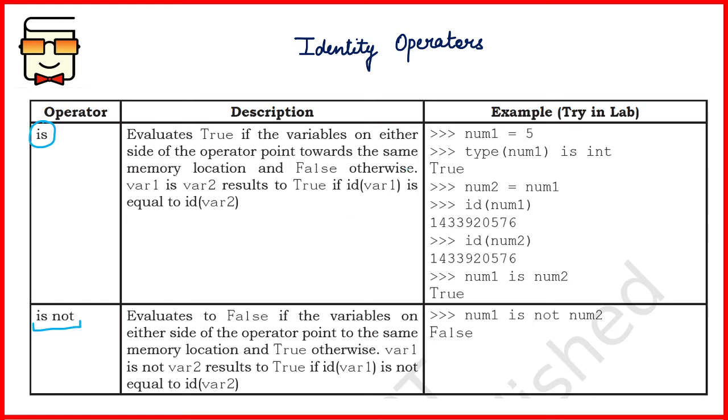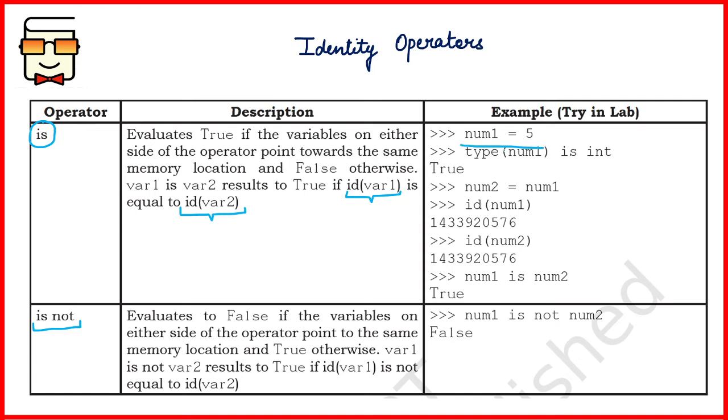So you can also say that when you calculate the ID of both the operands being tested, and the values of those IDs come out to be the same, then the answer would be true, otherwise it would be false. Now let's see.